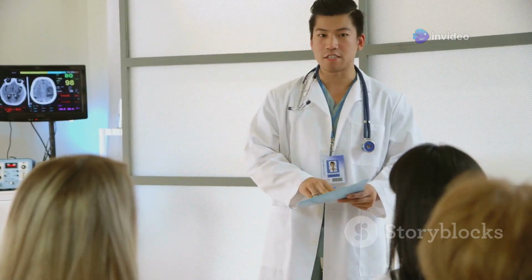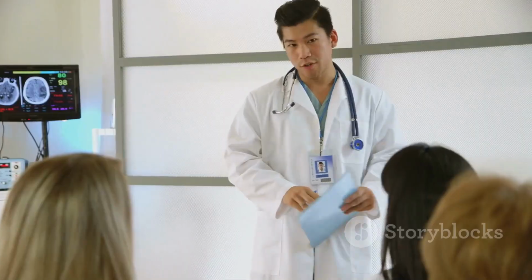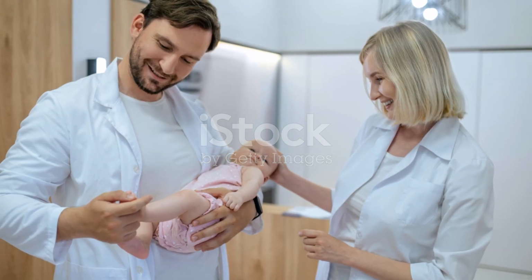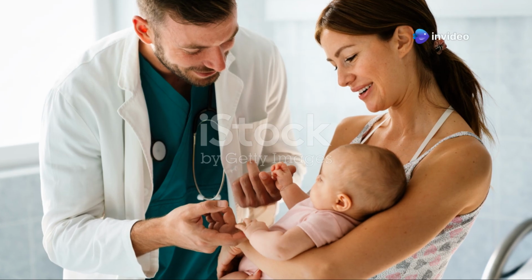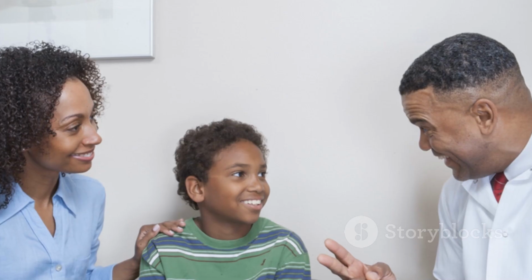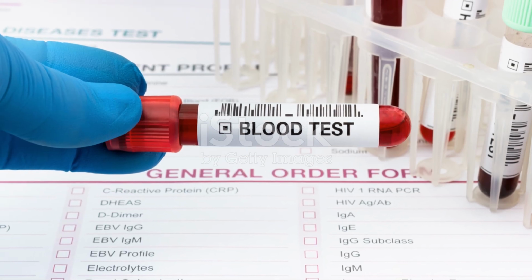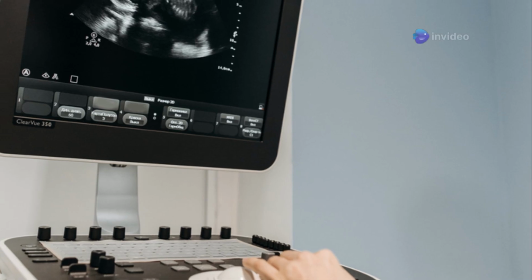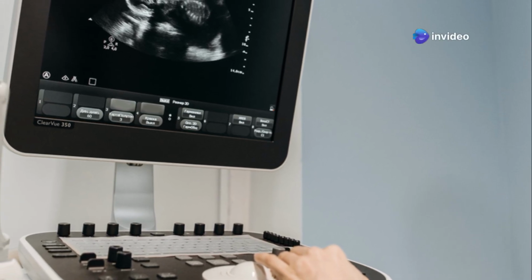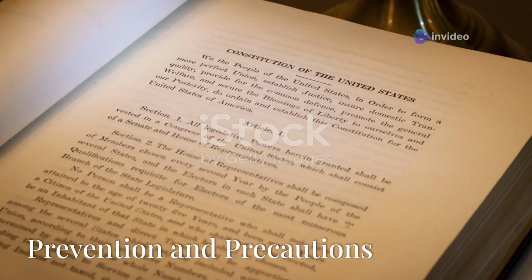Chapter 5. Diagnosing ambiguous genitalia. Diagnosing ambiguous genitalia starts with a physical exam after birth. Doctors examine the baby's genitals for variations from typical anatomy. Sometimes the diagnosis is clear right away. Other times further testing is needed. This includes blood tests for hormone levels and genetic tests for chromosomal variations. Imaging tests like ultrasound examine internal organs. These tests help determine the cause and guide treatment.